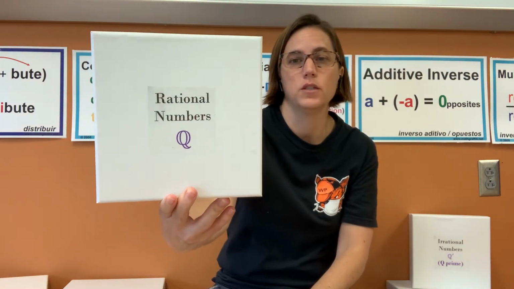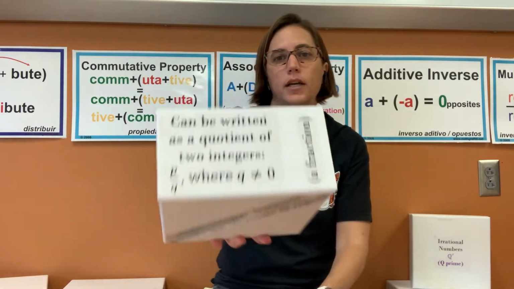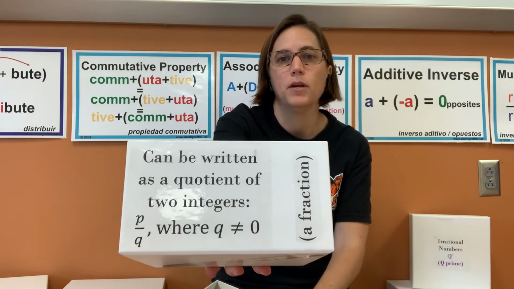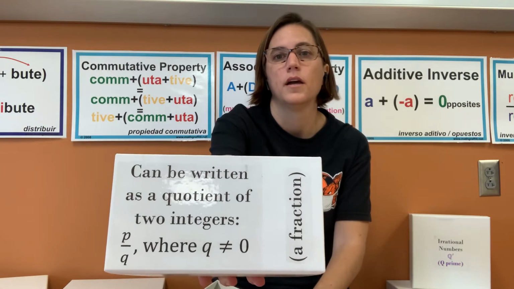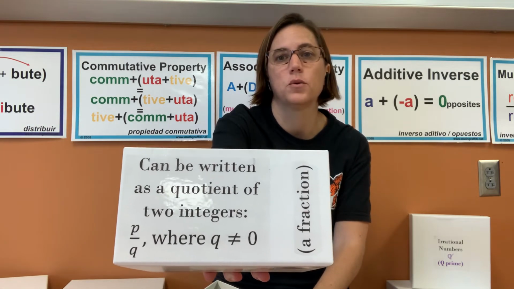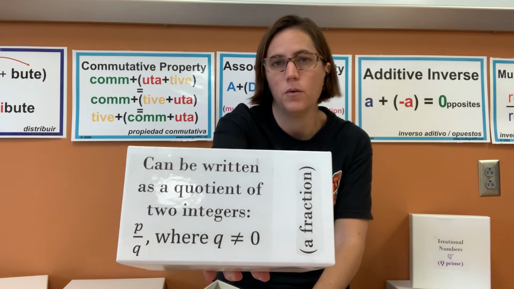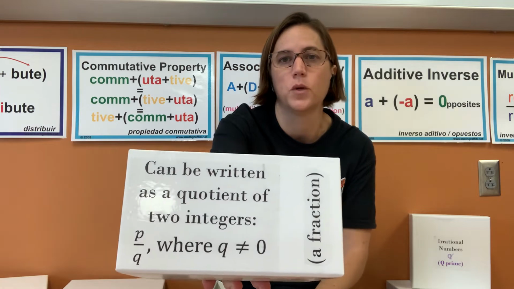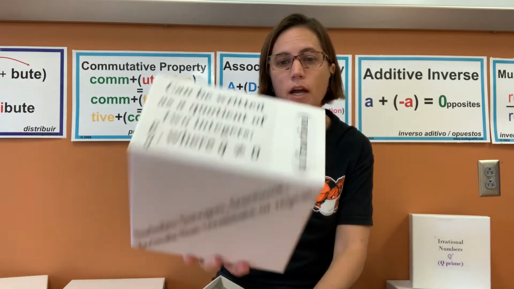So it's the Q with the double strike through. Now, this one has a kind of a complicated definition. Can be written as a quotient of 2 integers, P over Q, where Q isn't equal to 0. I have to say Q not equal to 0 because you can't divide by 0, ever, it causes the end of the world as we know it. So basically it means that it's a fraction of integers, okay?